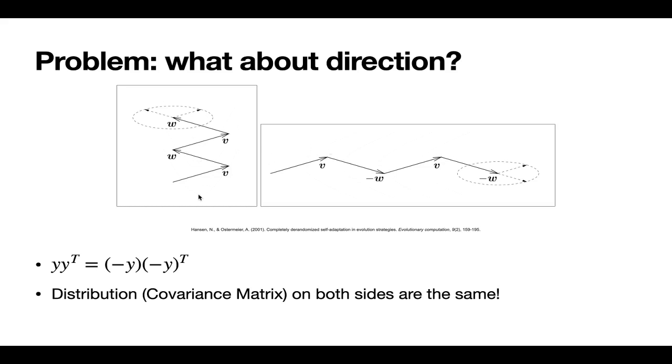Here to the left, we have v, then w, then v, then w. And to the right, we have v, then negative w, then v, then negative w. The only difference between the two being that the signs for the second and the fourth update vectors are negated.